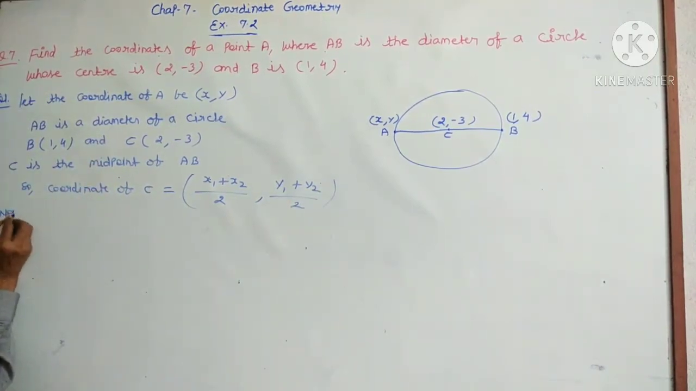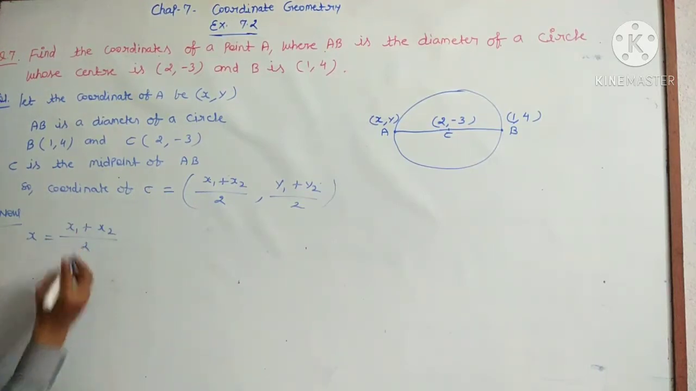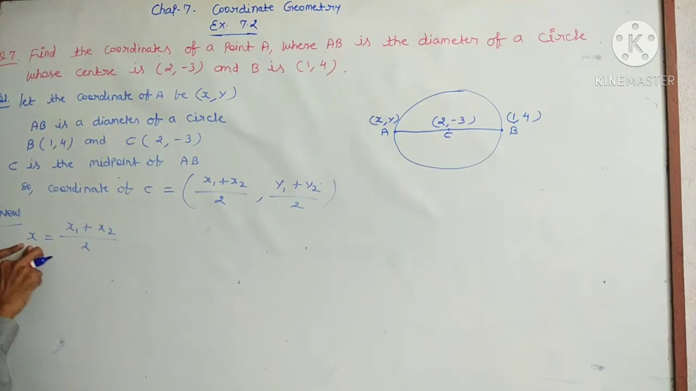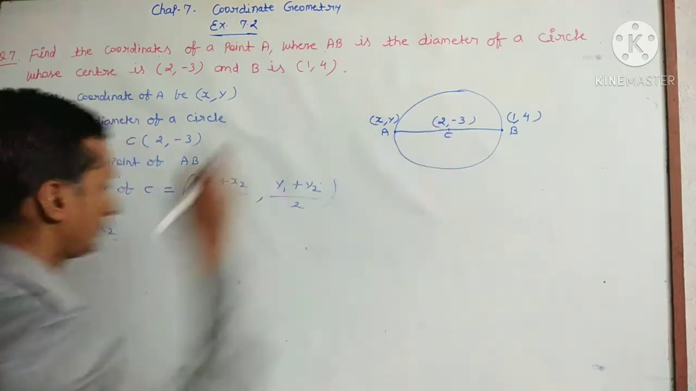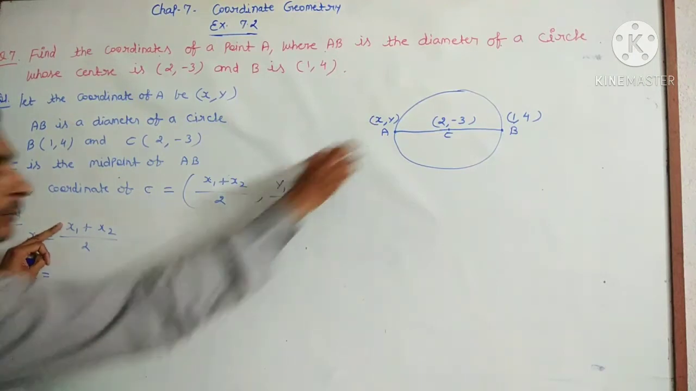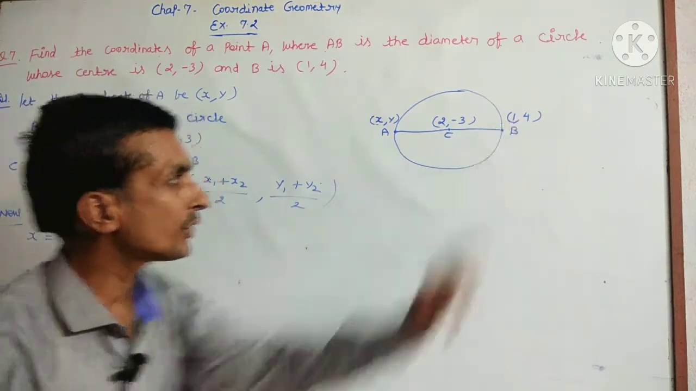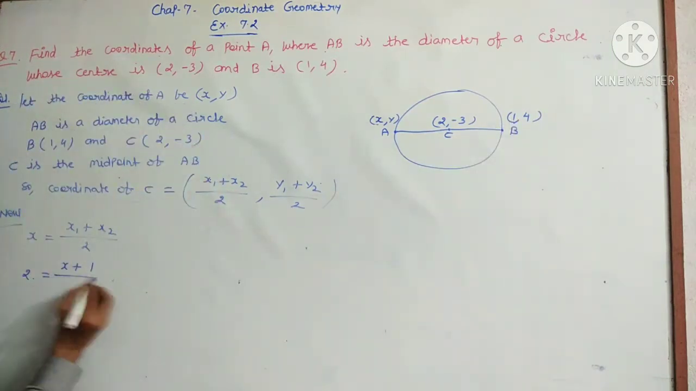Now you have to find out x equal to x1 plus x2 upon 2. How to write the value of x? The x value is 2. So 2 equal to x1, x1 means x here, plus x2, the first value is 1, plus 1 upon 2.